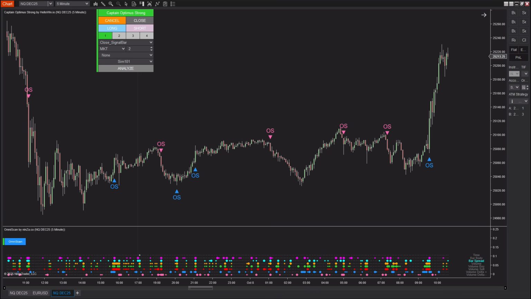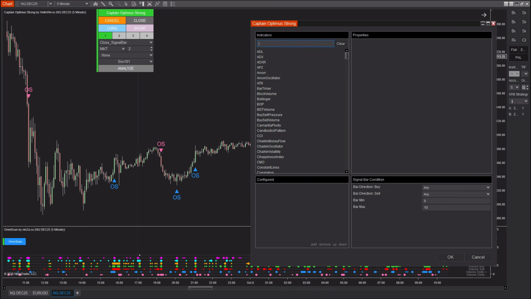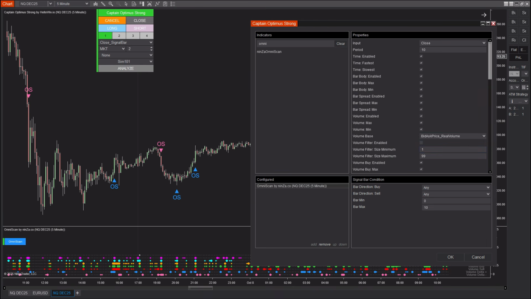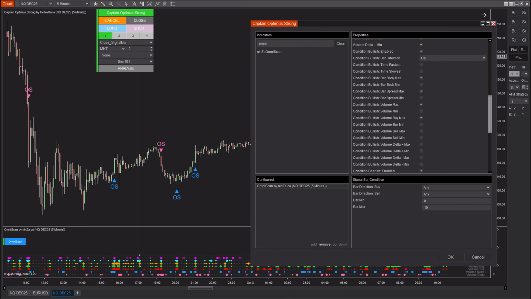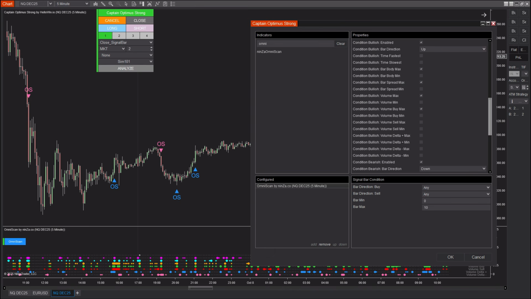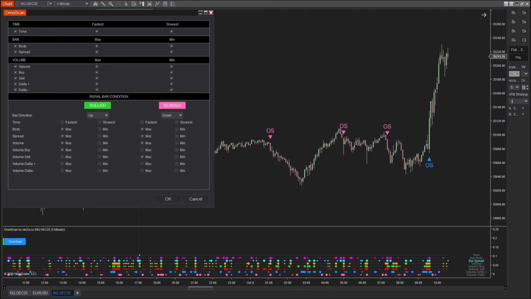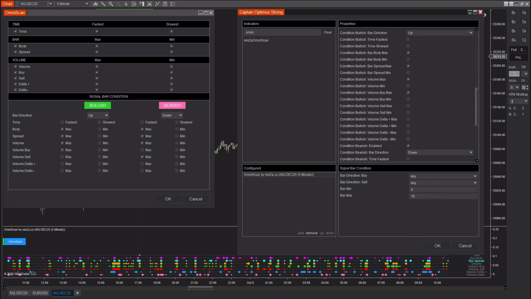First, we add Captain Optimus Strong to the chart. Then, open the input settings and select OmniSpectrum Scan from the available options. This is the most crucial step because it determines whether the two tools can connect and operate in sync. If Captain Optimus Strong receives the correct input data from OmniSpectrum Scan, it can then read the signals, process them, and execute trades automatically based on Omni's conditions. Setting up this connection properly ensures that the two tools work together smoothly, creating a much more powerful and efficient trading system.